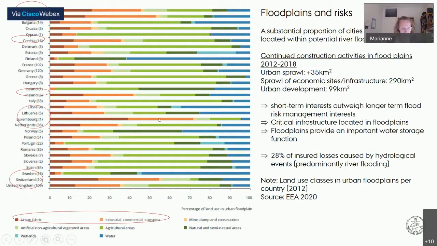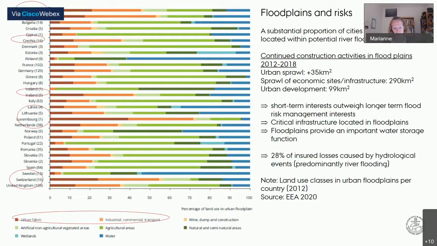on. In Luxembourg, it's quite bad too, up in Austria, and Belgium up here, it's quite high as well. So it really shows that a short-term interest outweighs longer-term flood risk management interest. And we also see that a lot of our critical infrastructure, like hospitals, is located in floodplains. At the same time, they provide an important water storage function. So there's really a clash, a competition for space here.